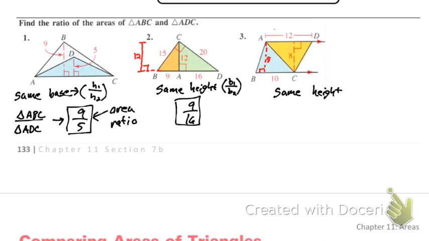Our height and base create a 90-degree angle. So if you look at ABC, that 90-degree angle is created with that 8 and that 10. So we're going to have 10 over. And the other one, we have that 8 and 12 forming 90 degrees. 8 is our height, so 12 must be our base, which we can rewrite as 5 over 6.